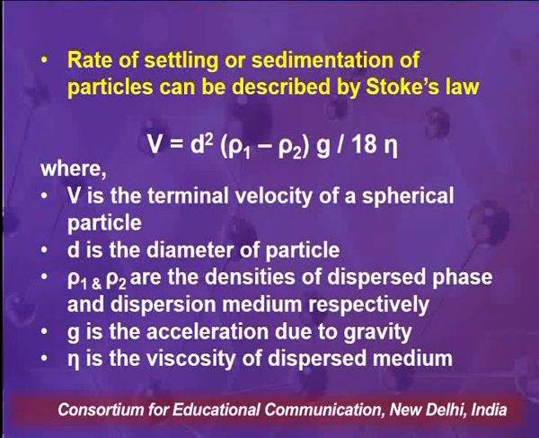It is also related to the difference of density of the dispersed phase, represented as rho 1, and the dispersion medium, represented as rho 2, and it is also influenced directly by the acceleration due to gravity. These are in direct proportionality and are placed in the numerator, whereas velocity is inversely related to the viscosity of the dispersion medium, which goes in the denominator. It is to be understood that the higher the viscosity, the lesser will be the rate of settling.